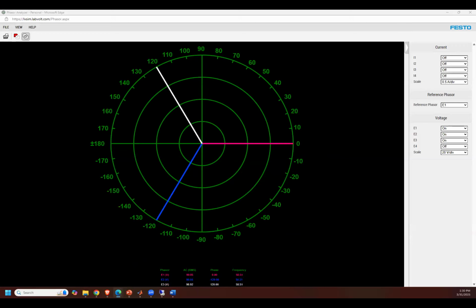Do you notice the magnitude of the voltage dropped? It did? Looks like it's increasing to me. Never mind, it's increasing. So as you increase the speed, you increase the magnitude of the voltage, but you still get 120 degrees. The frequency will also change as well. Your frequency will go up correspondingly.